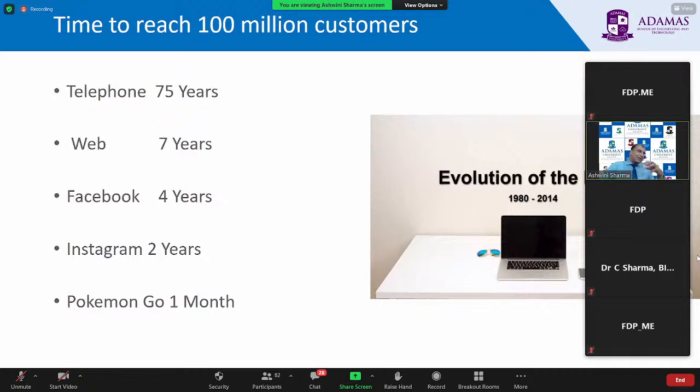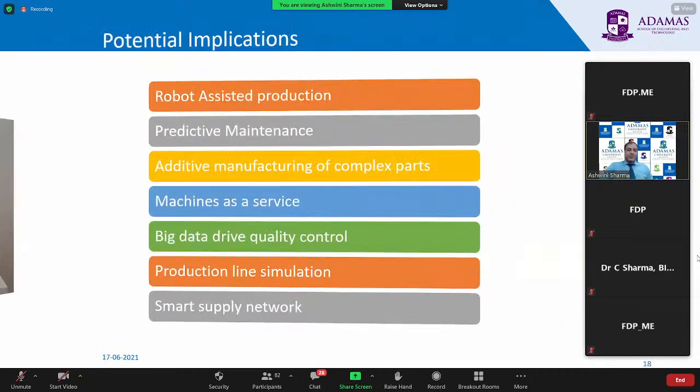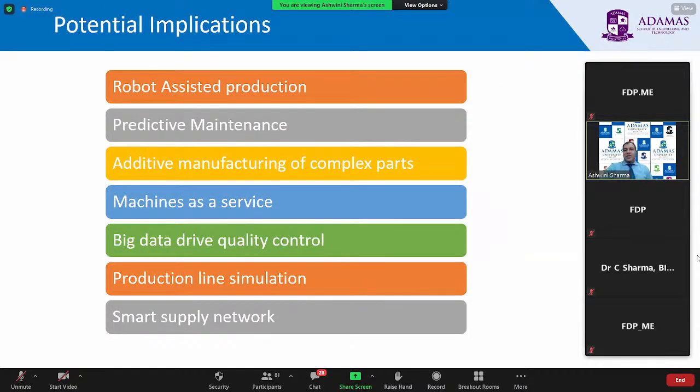And there are other things also. A good example of that is very rapid crossing of 100 million customers or users, viral videos. If some video is viral, it is moving into the market at the speed of maybe a rocket or a spaceship. Fine. So now let us see what the potential implications are. What can be the futuristic things which will happen, or what is happening in the present scenario also.